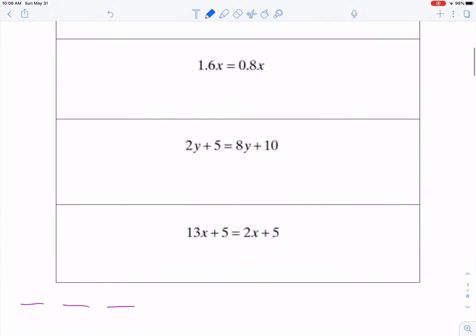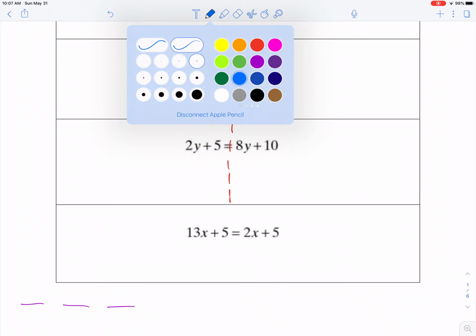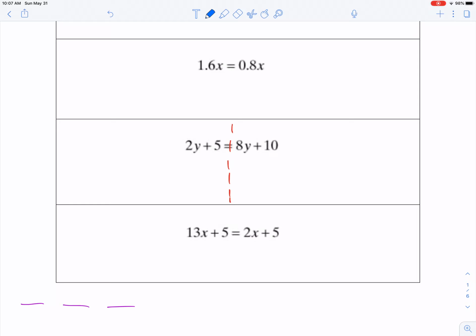Let's come down and try this next one. Again, making sure that everybody understands left and right sides. Again, I have variables on both sides and I have constant terms on both sides, so I'd like to match those up. I'm going to subtract 8y from both sides, and that has the effect of getting the variable terms together on one side. You can see that the 8y is now removed from the right-hand side. And then subtracting 5 from both sides.